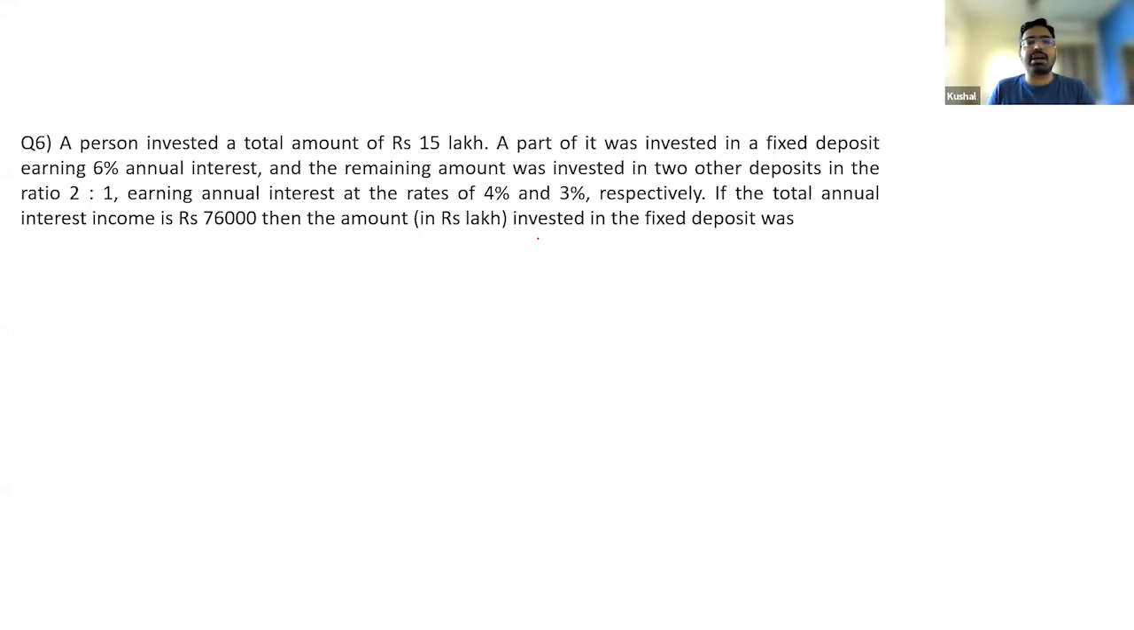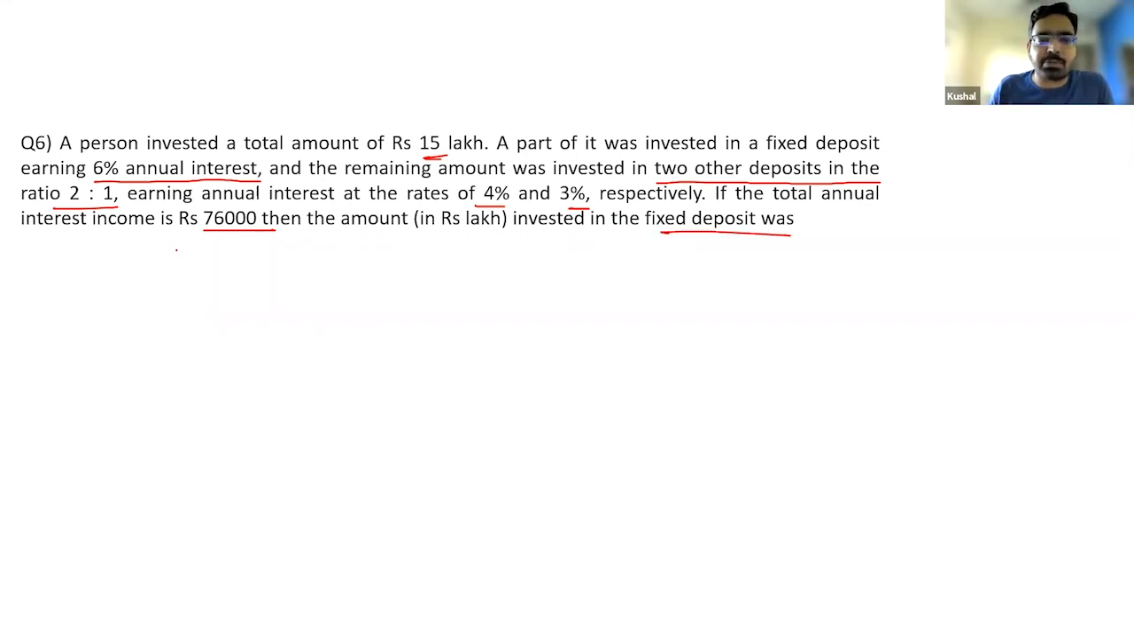Right. Let's try and solve question number 6. It says, again, a question coming from a CAT paper. A person invested a total amount of rupees 15 lakhs. A part of this was invested in a fixed deposit at 6% annual interest, right? And the remaining amount was invested in two other deposits in the ratio 2:1, earning an annual interest rate of 4% and 3%. If the total interest is 76,000, then the amount invested in the fixed deposit was how much?